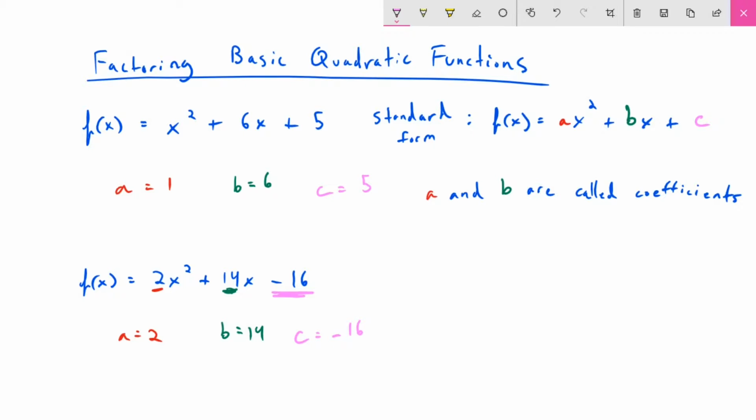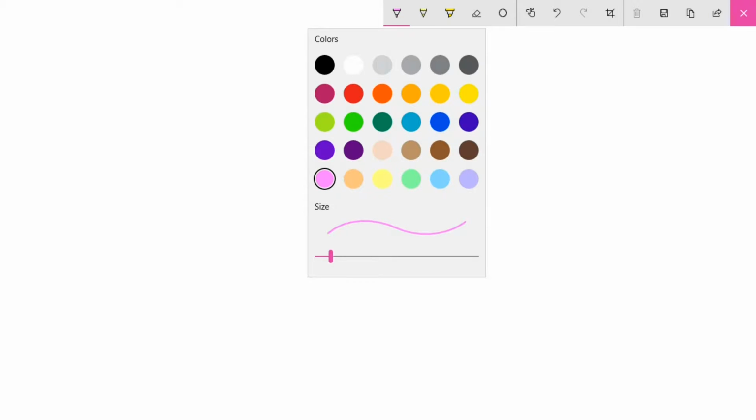So I'm about to wipe the page. Bam, gone. Okay, so now let me show you something here. You don't need to write this part down, but look at this. For our example equation, we had x squared plus 6x plus 5.